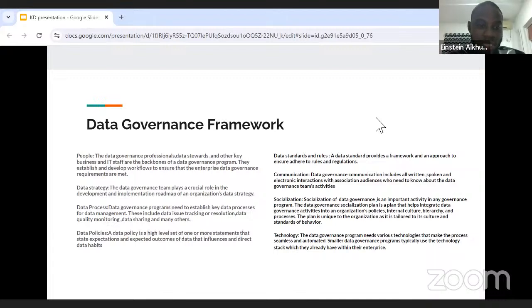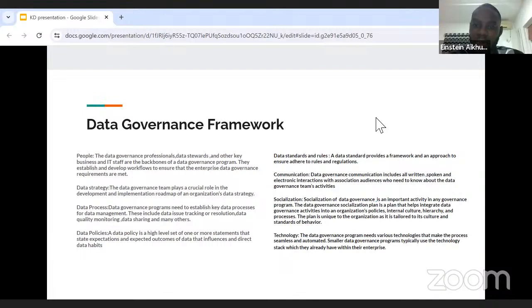Now, the next one, we have data policies. A data policy is a high-level set of one or more statements that states expectations and expected outcomes of data that influence and direct data habits. These are the data policies put in place by an organization to help improve the data habits in the organization. The next outline we have is data standards and rules.